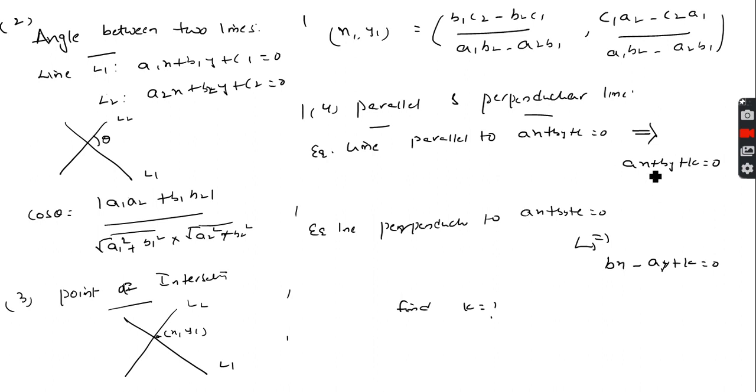Whenever we have a parallel line, the ax plus by is the same. The only change will be the constant, and we find the k value. Similarly, for perpendicular, it is nothing but reversing: a can be written as b and b can be written as minus a. So it is bx minus ay plus k equal to 0. From that, find the k value.